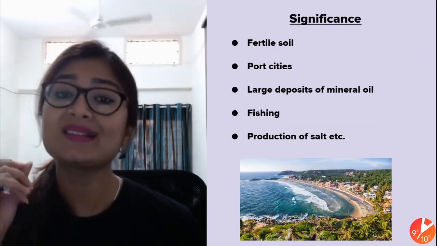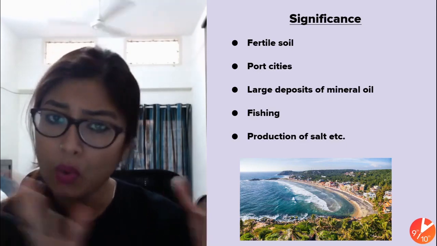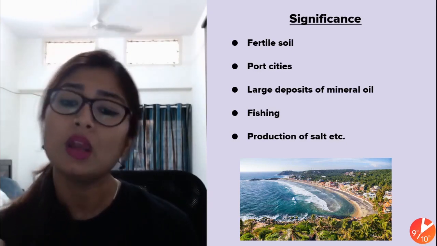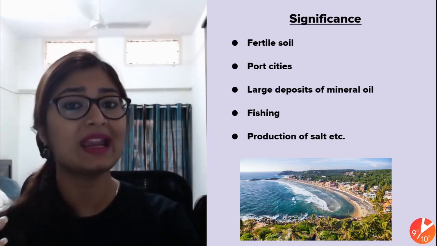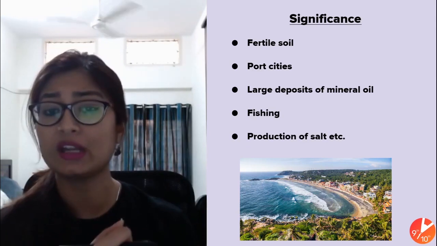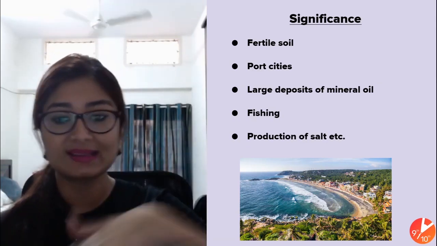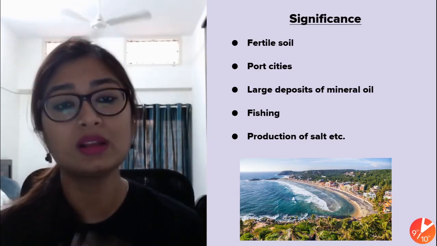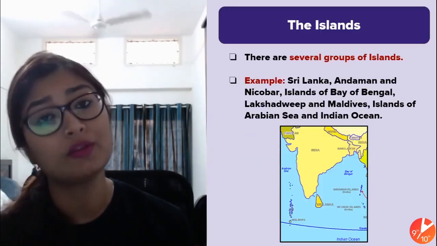So what is its significance? As I was telling you, it has a very fertile soil. Water bodies are right there, so obviously the soil has to be fertile. Then of course port cities, as I told you, help us in trade and transportation. Then there are large deposits of mineral oil, because the sea has everything. And then fishing, production of salt, etc. These are the reasons why coastal plains become very, very important for us.